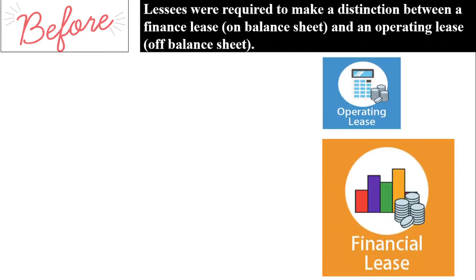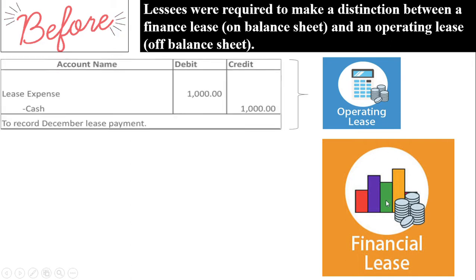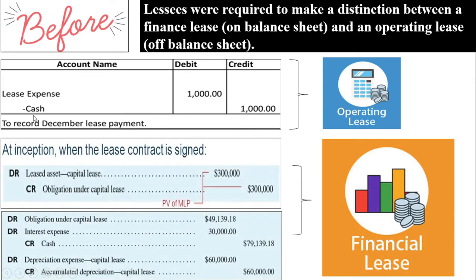Fine. What was the treatment in the lessee's books of accounts before the amendment? There are two types of leases, operating and finance lease. In an operating lease, he should charge the lease expenses to P&L, whereas in a finance lease he should create an asset and he can claim the depreciation and the interest expenses, etc. So this is all about the previous AS.